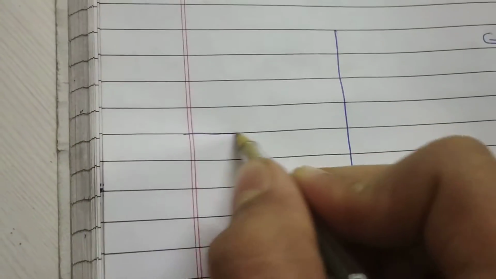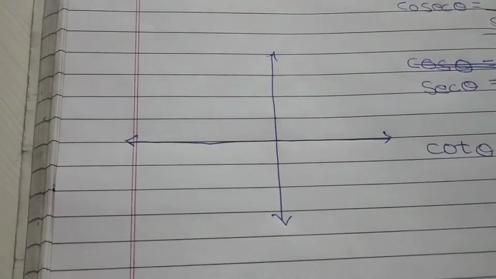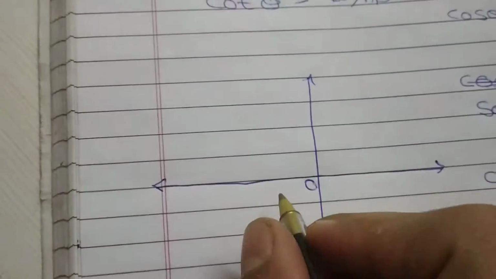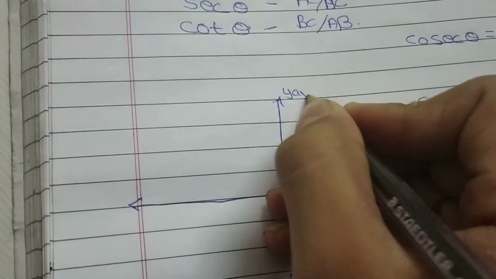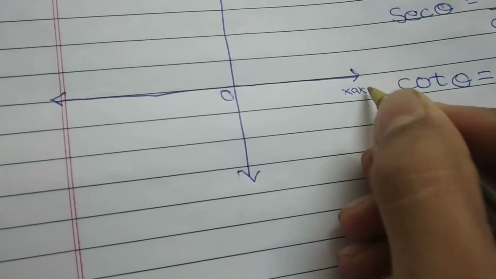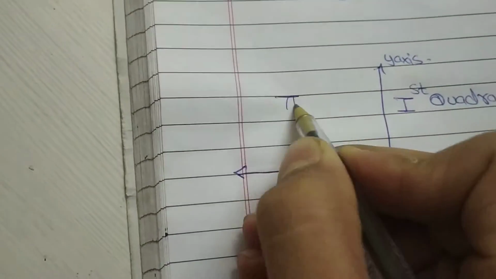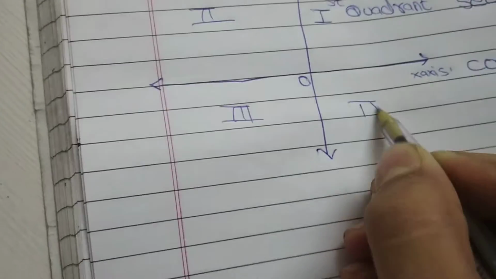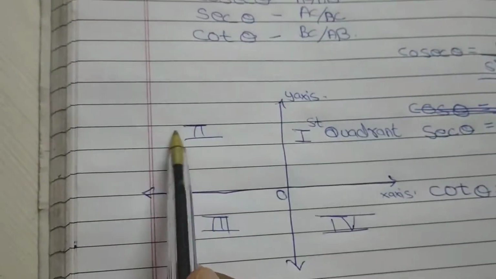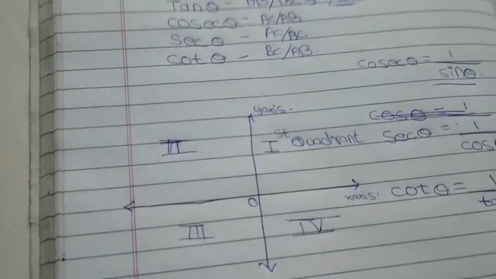Now when we draw a graph, see, I am drawing here a graph. So I have drawn a graph. So this is the origin O, and this is the y-axis, and this is the x-axis. So we know that this is the first quadrant, second, third, and fourth. So this is first quadrant, this is second quadrant, this is third quadrant, and this is fourth quadrant.